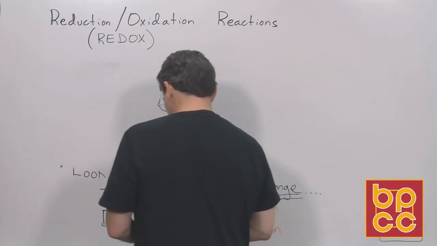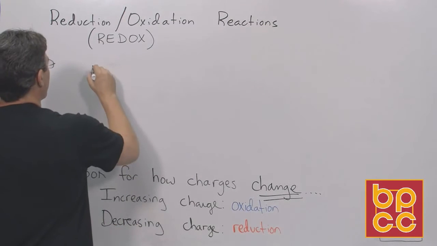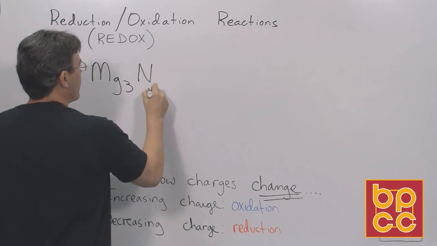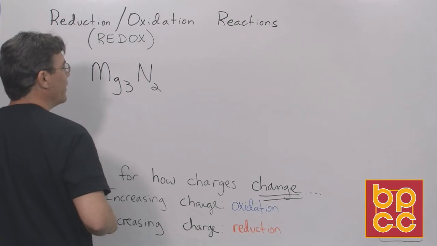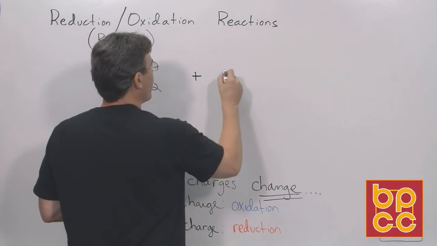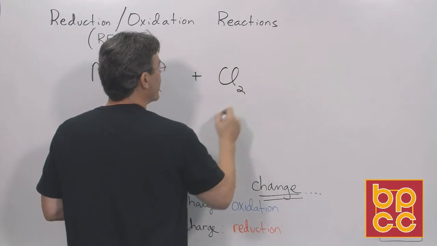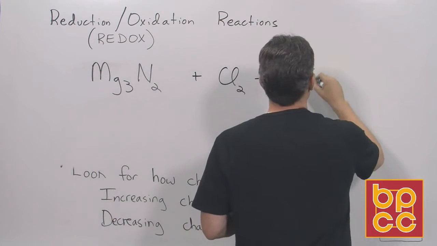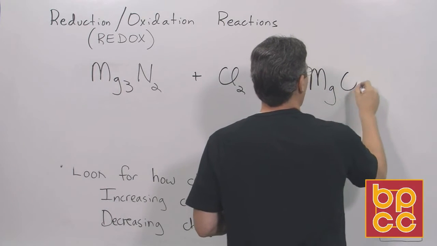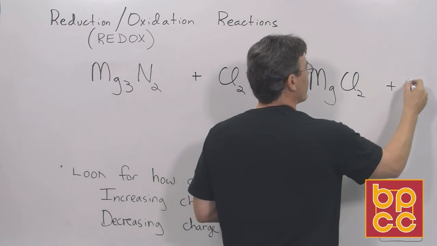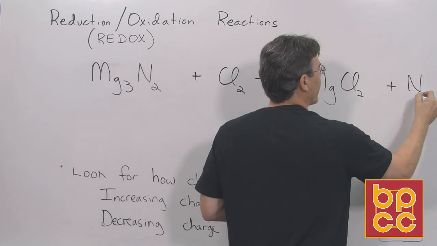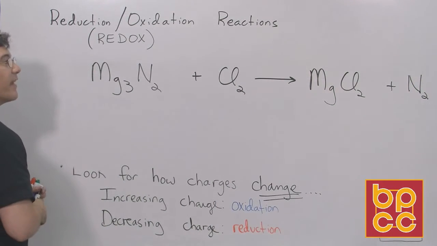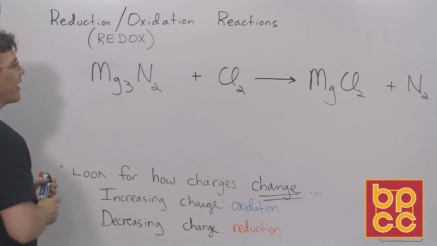And let's take magnesium nitride plus chlorine, and let's get the products here. We would get magnesium chloride and nitrogen by itself. Okay, and let's assign some charges to this, and then we'll look again at what happened from reactant side to product side.